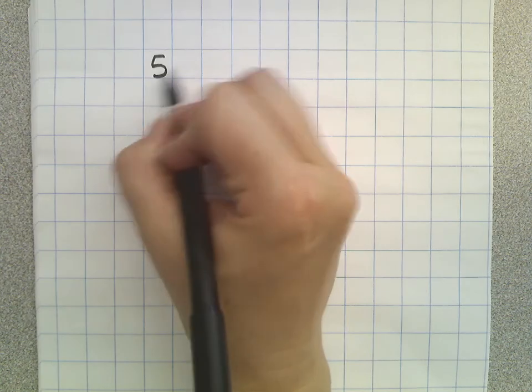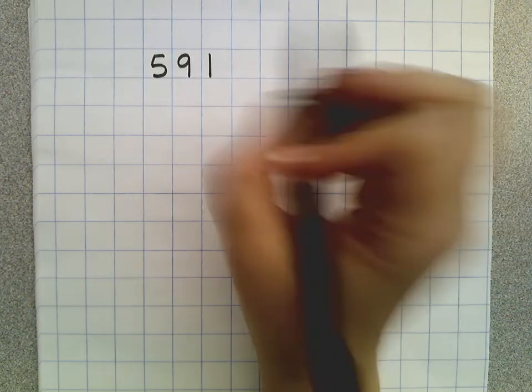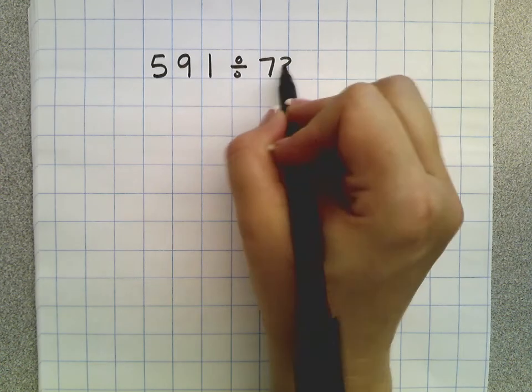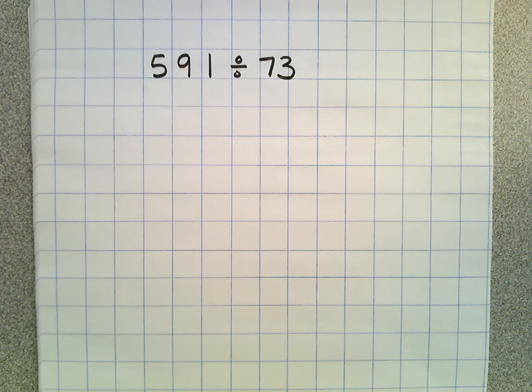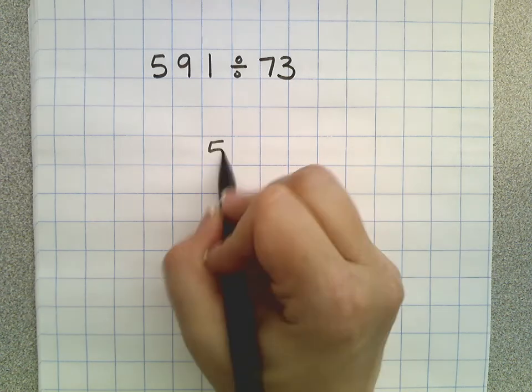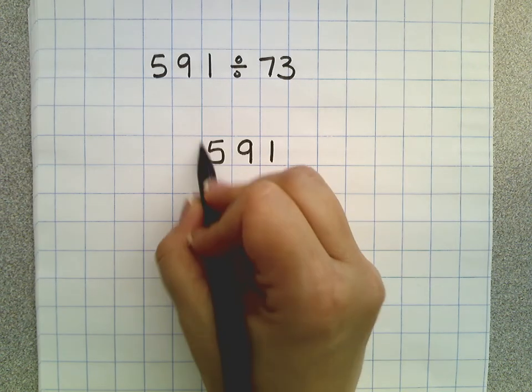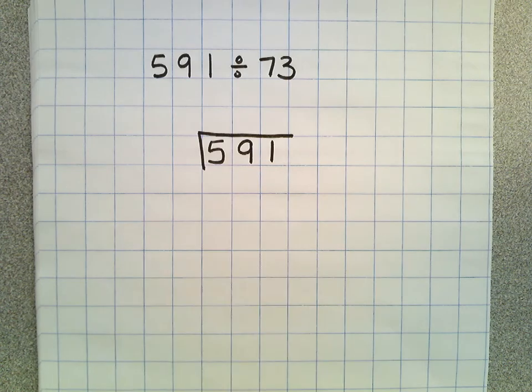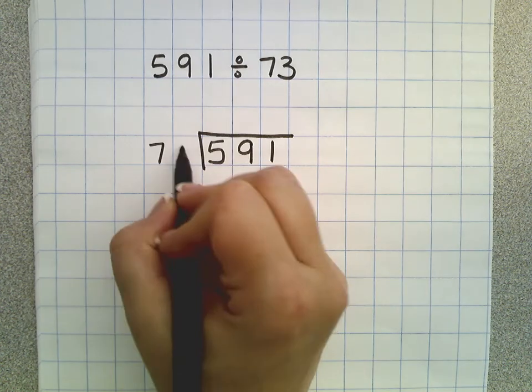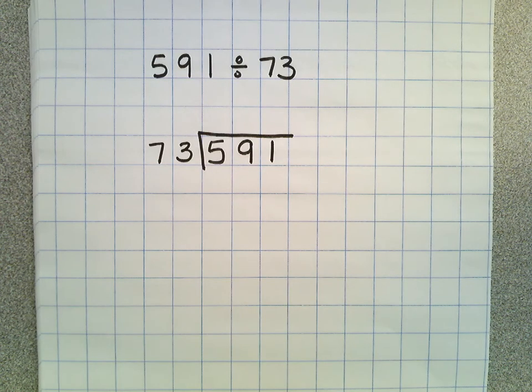All right, let's try another one. We'll do 591 divided by 73. 591, the first number, is always your dividend. It goes in the box. Please make sure you write a number in each box using the graph paper. 73, right outside the box, is our divisor. And I always start with an estimate. Once again, I know that 73 rounds to 70. It's closer to 70 than 80.